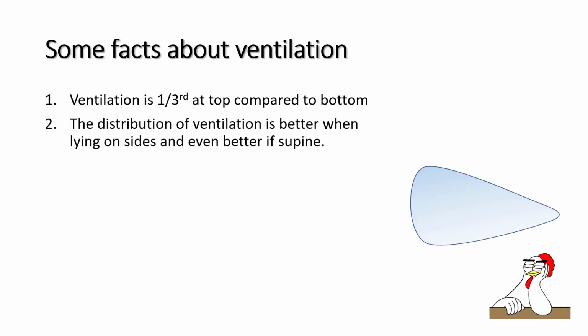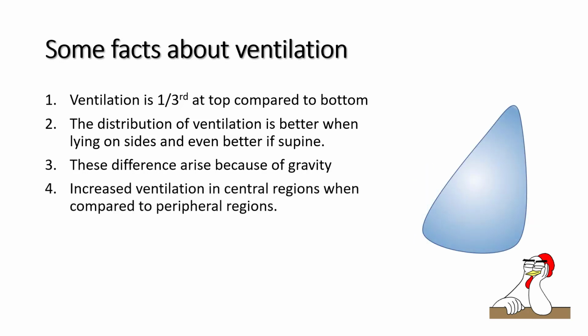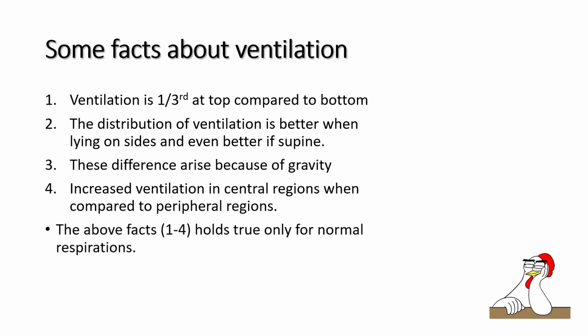The distribution of ventilation is much better when lying on the sides, or even better if you're supine. These differences occur because of gravity. When you're lying down, the height of the lungs drops by quite a bit, so your ventilation is much more evenly matched. There's also higher ventilation in the central regions as compared to the peripheral regions.